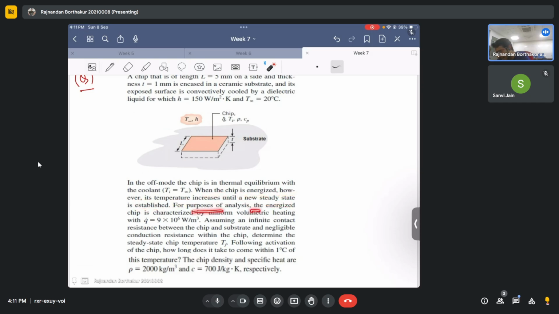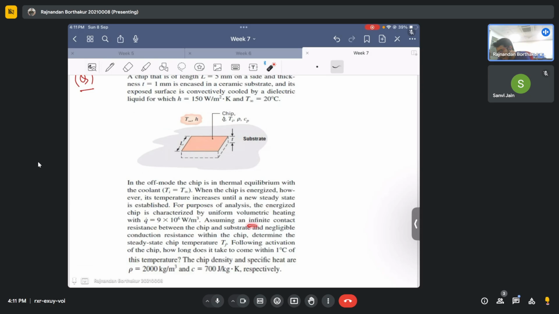For the purpose of analysis, the energized chip is characterized by a uniform volumetric heat generation with this much magnitude. It is obvious, right? Because in your computer or motherboard, the heat generation is taking place as a volumetric phenomenon. This is also what they have said. The heat generation is a volumetric heat generation with this magnitude, and this is taking place inside the chip, of course.